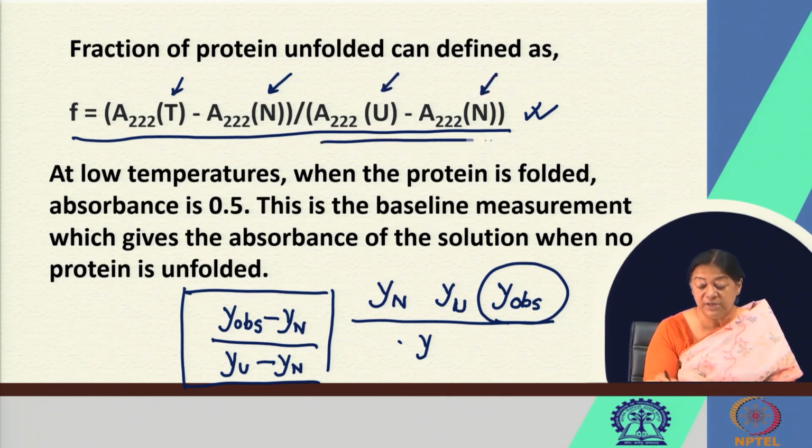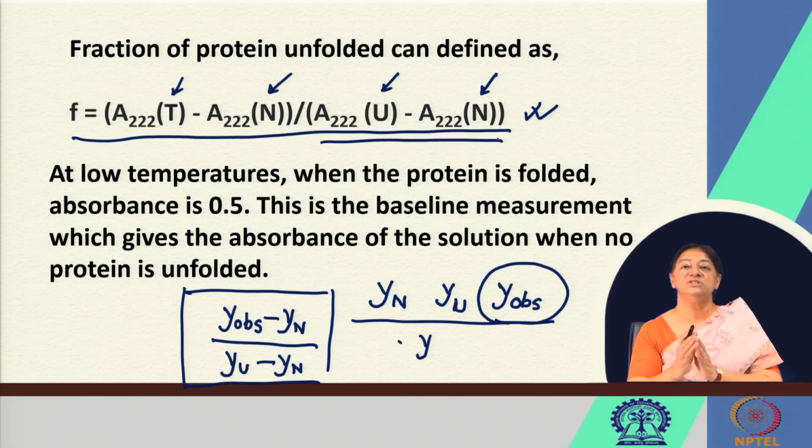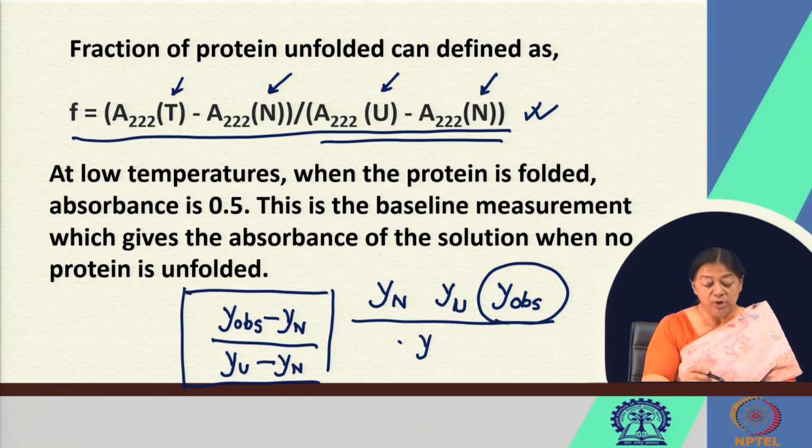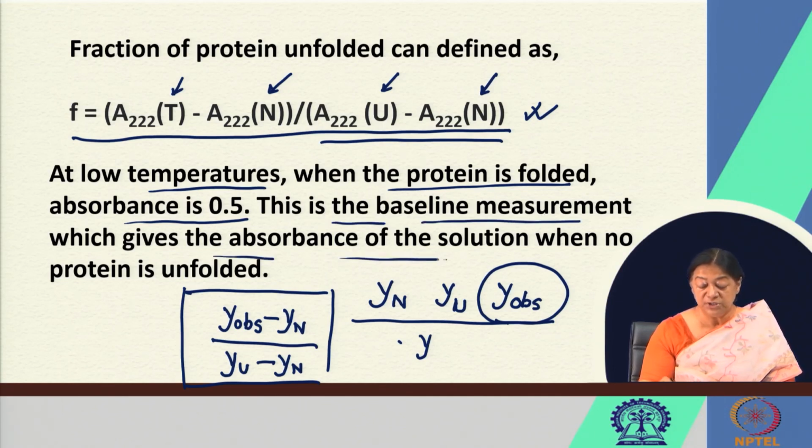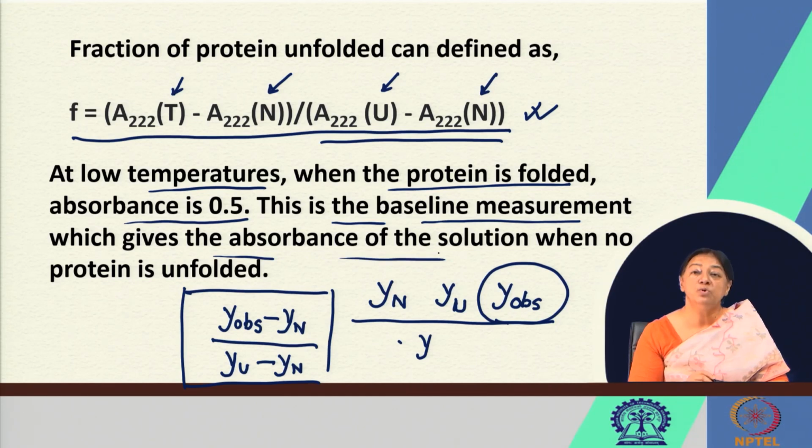So, this denominator is actually a constant because it is just the range of the values that we are looking at. What do we observe? That at low temperatures, when the protein is folded, the absorbance is 0.5. This means that this is the baseline measurement which gives the absorbance of the solution when the protein is in its folded form. That means there is no part of the protein that is unfolded.